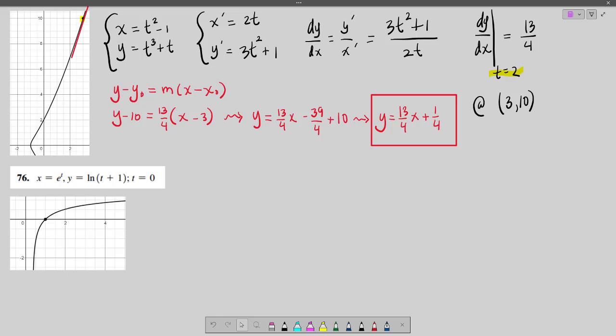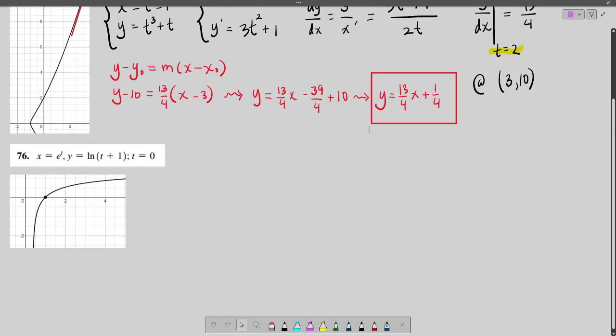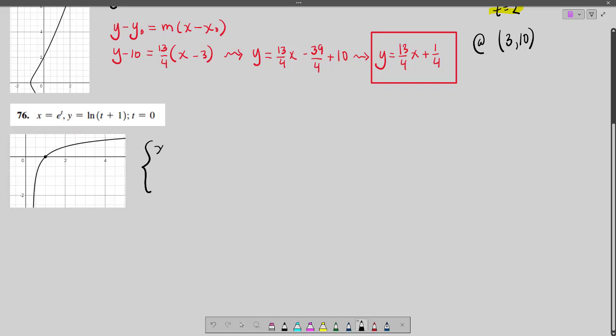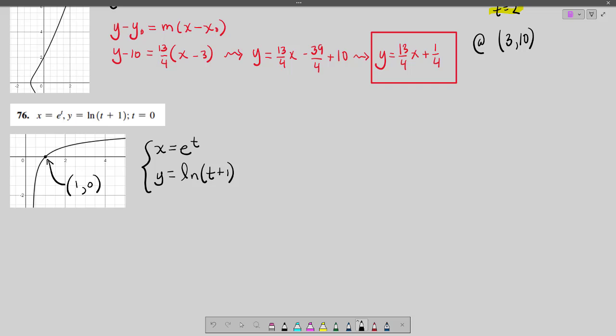So another one. Let's stack these first. Writing them as a system I find very helpful. So there we go. This ordered pair you find by plugging in t equals 0. If you plug in t equals 0 here, e to the 0 is 1, so you're going to be at 1 comma 0. So that's our point of interest. That corresponds to t being 0.